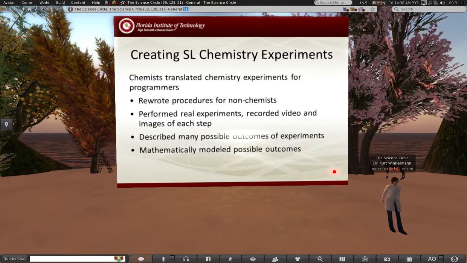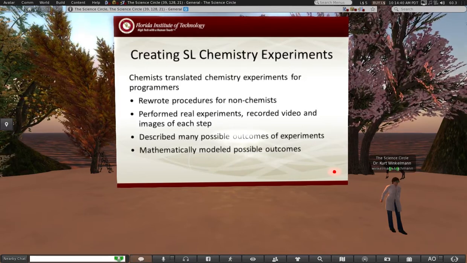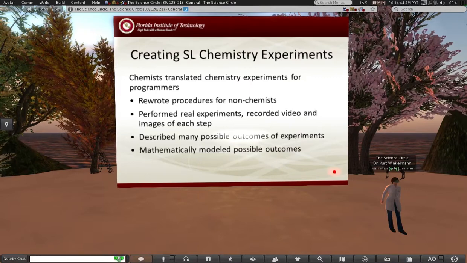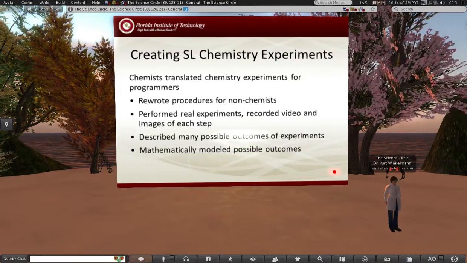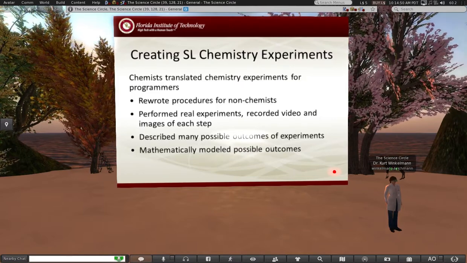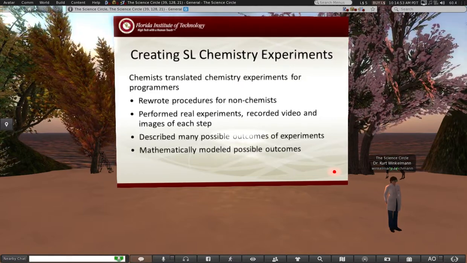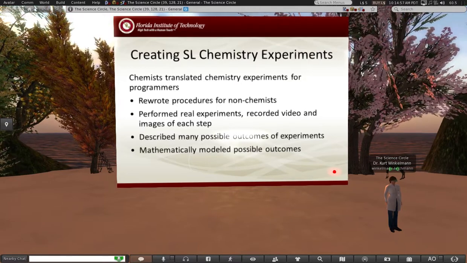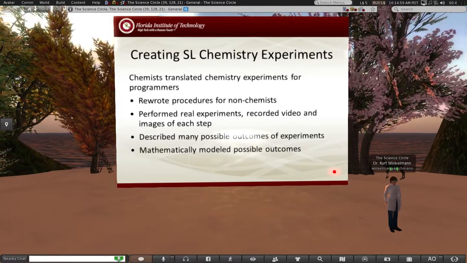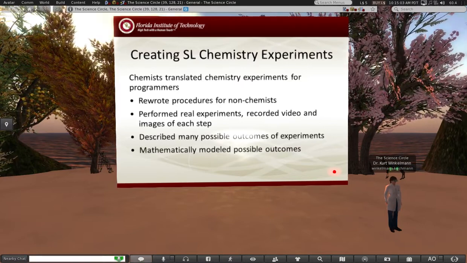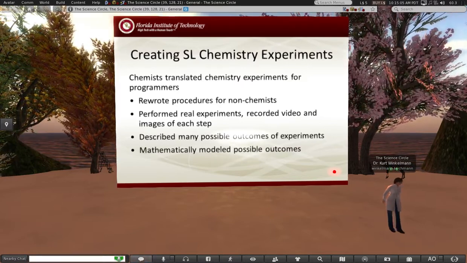And so a lot of the outcomes of the students' actions can be mathematically modeled. If they add a certain number of grams of one chemical, then they're going to get a particular result. If they add a different amount of chemical, or they wait a different amount of time for their chemical to react, that all plays into the outcome of the experiment, which is mathematically modeled.